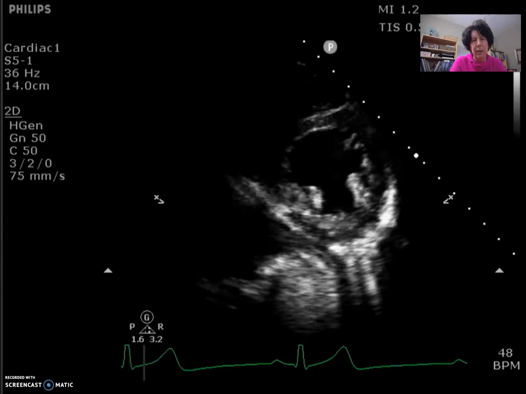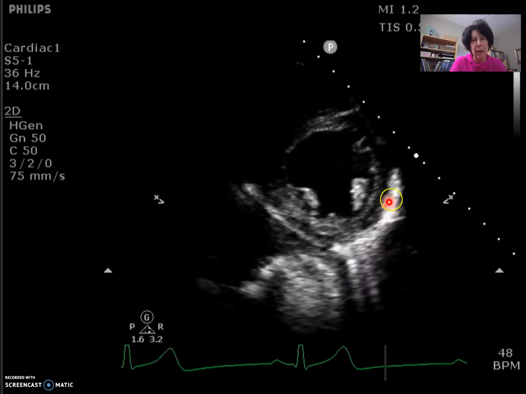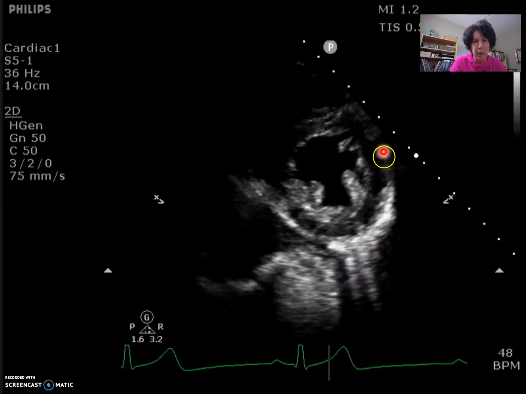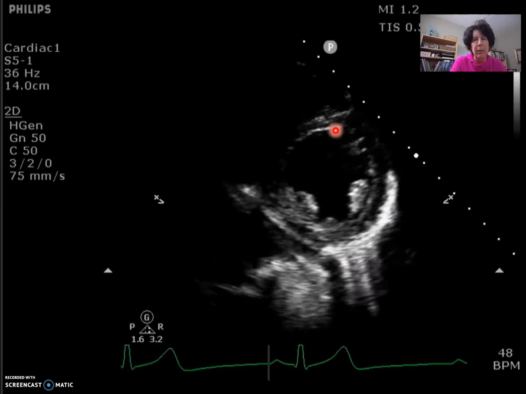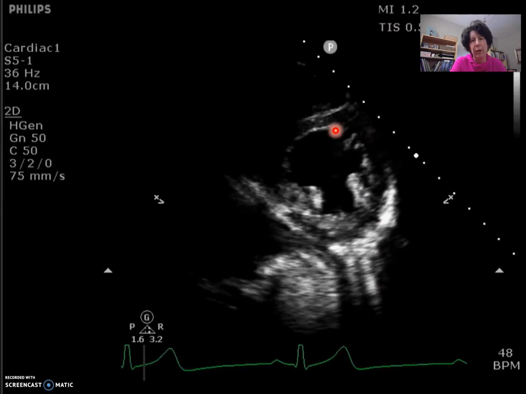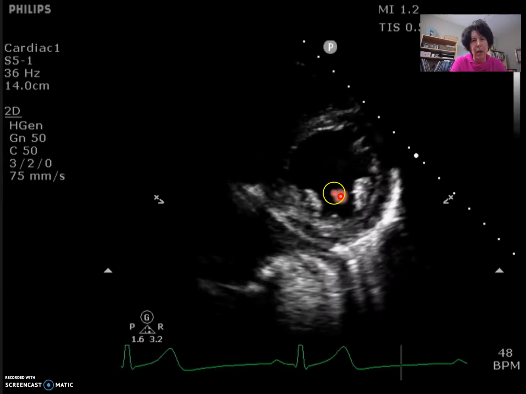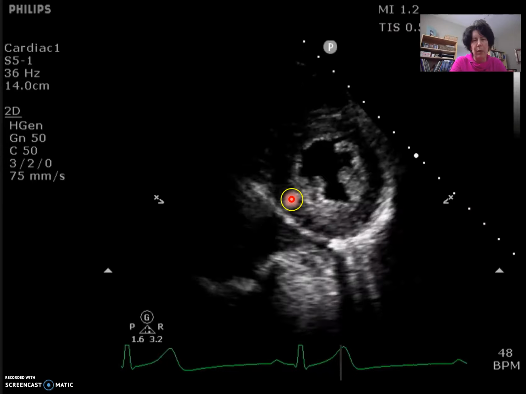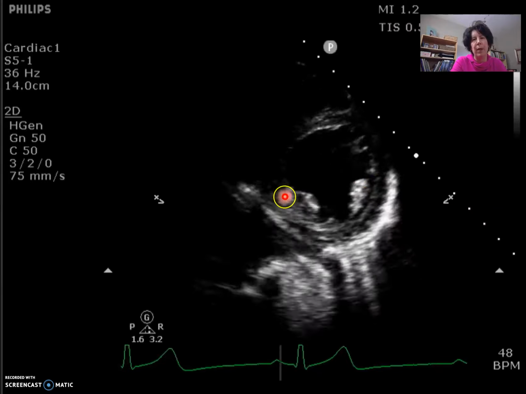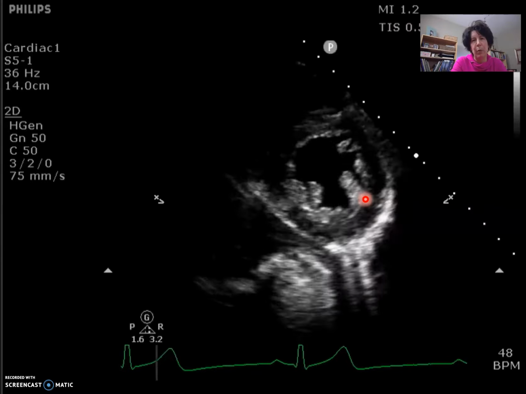This is a very nice short axis, and that's exactly what you want to see. You want to see a nice round heart. If it's elliptical, it means that you're not cutting perpendicular through the heart, and that means that your sizing will not be accurate. You want to see two papillary muscles that are about the same size. Again, that gives you the idea that you are cutting perpendicular.